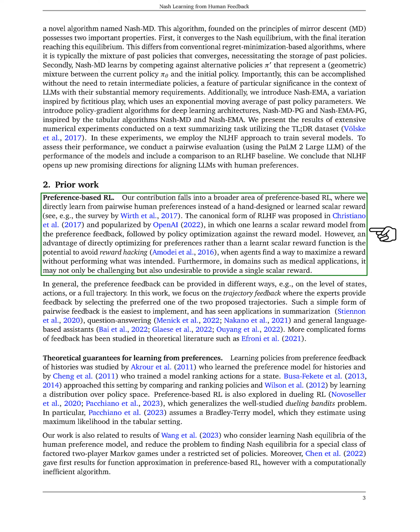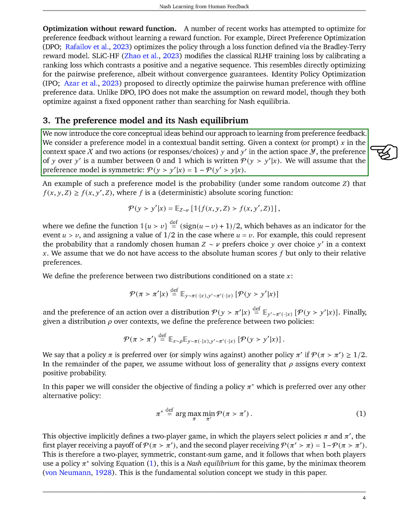We assume this preference model is symmetric, meaning the preference of y over y prime is the opposite of the preference of y prime over y. An example of such a preference model could be the probability that a scoring function f for y is greater than or equal to f for y prime under some random outcome, z. This could represent the probability that a randomly chosen human prefers choice y over y prime in a given context, x. We assume that we only have access to their relative preferences, not the absolute human scores, f.